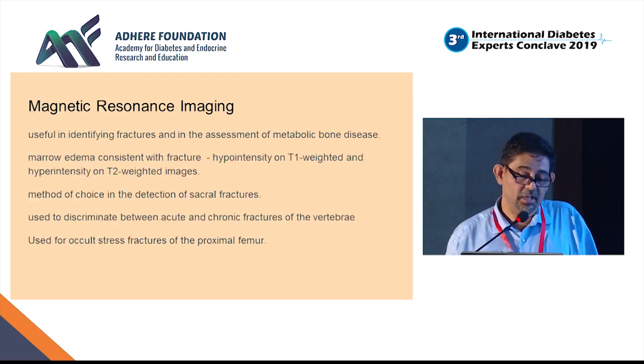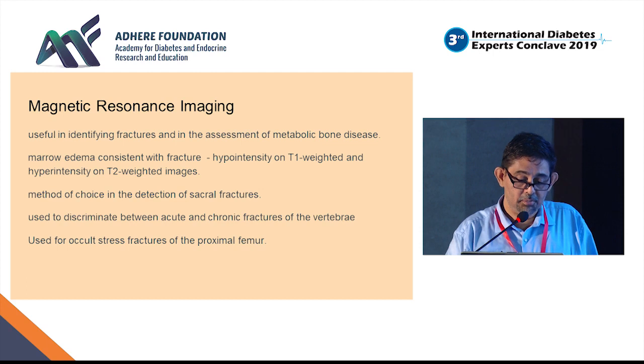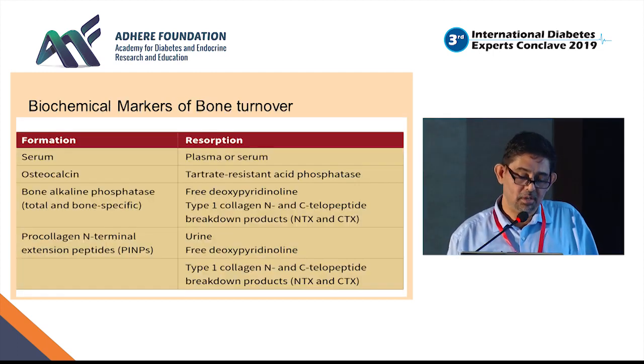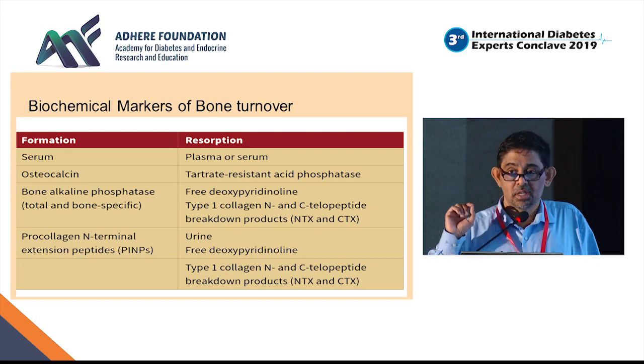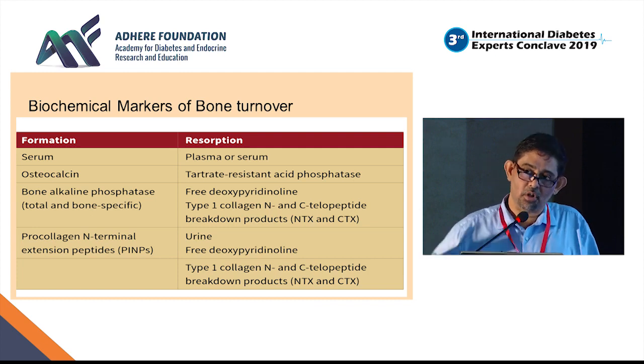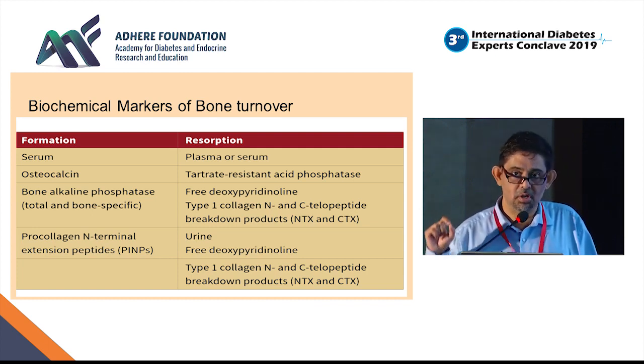MRI imaging is actually very good. It can pick up, as we discussed, occult stress fractures of the proximal femur, which otherwise cannot be picked up by anything else. Biochemical markers are only to be mentioned. These are not recommended for diagnostic workup in patients. These are more for prognostication for a patient. So you do not make a diagnosis of osteoporosis based on biochemical markers.